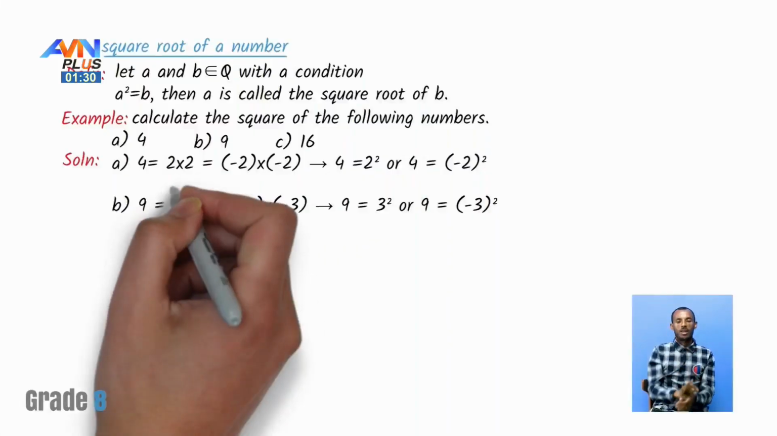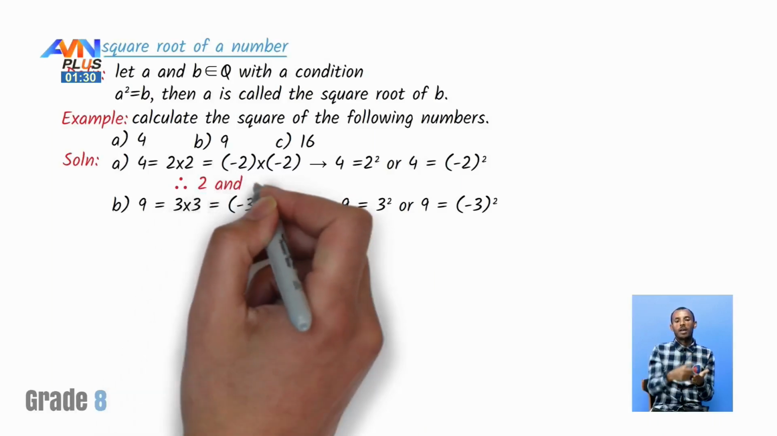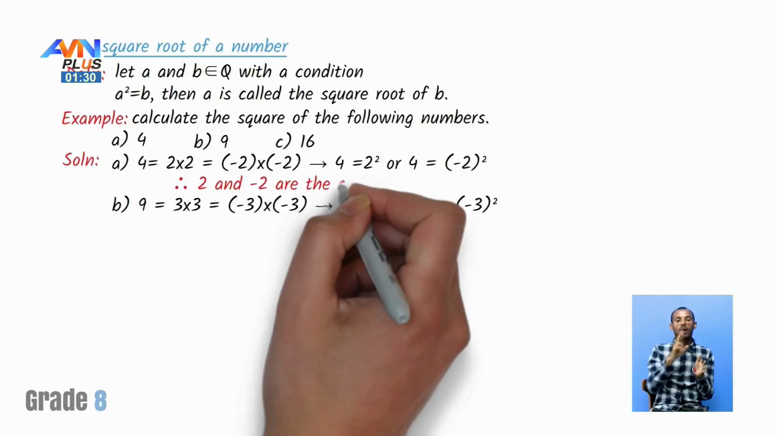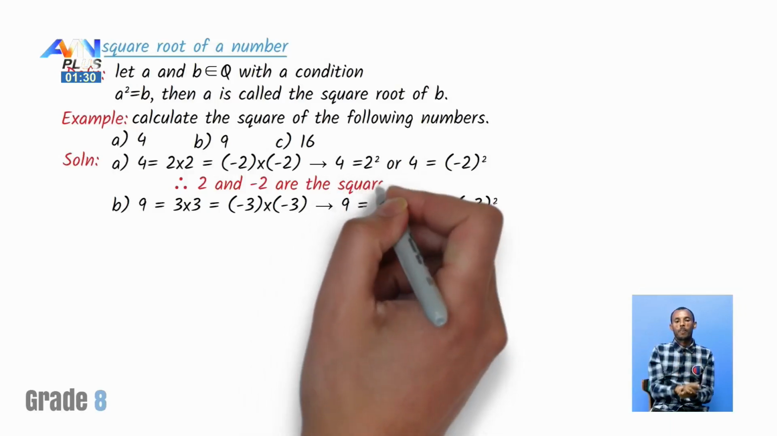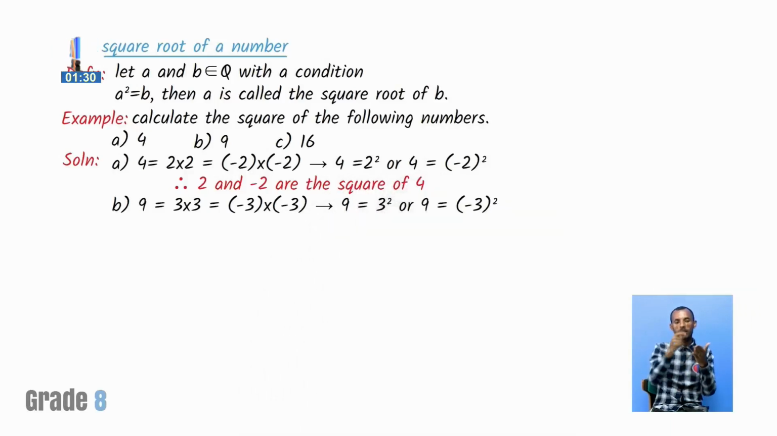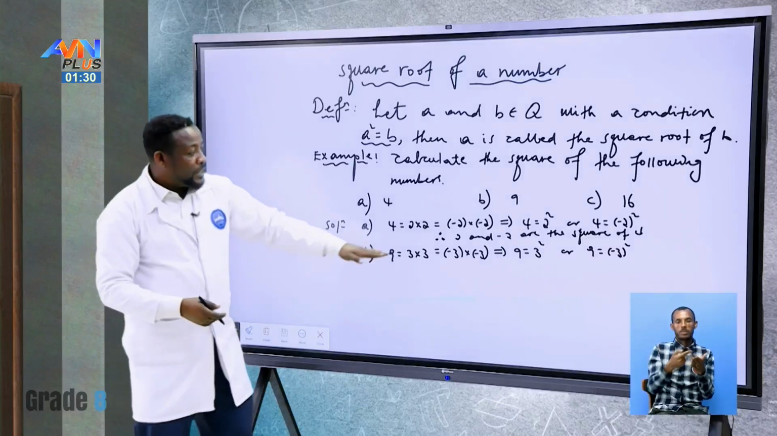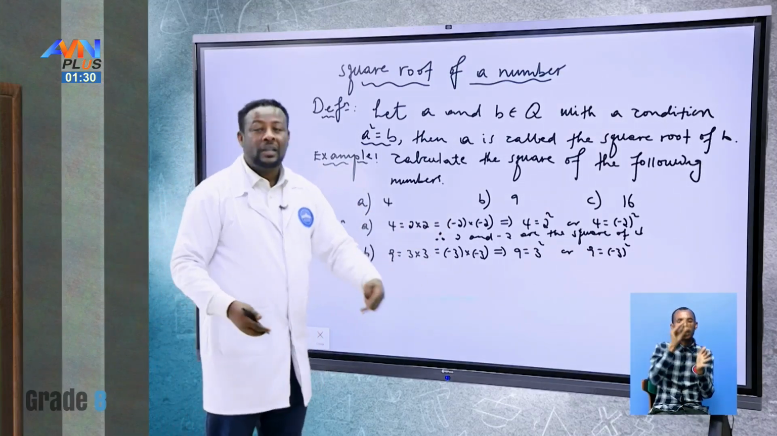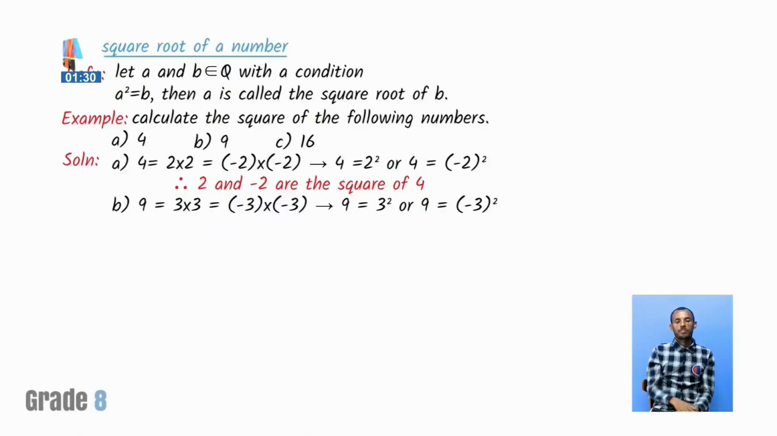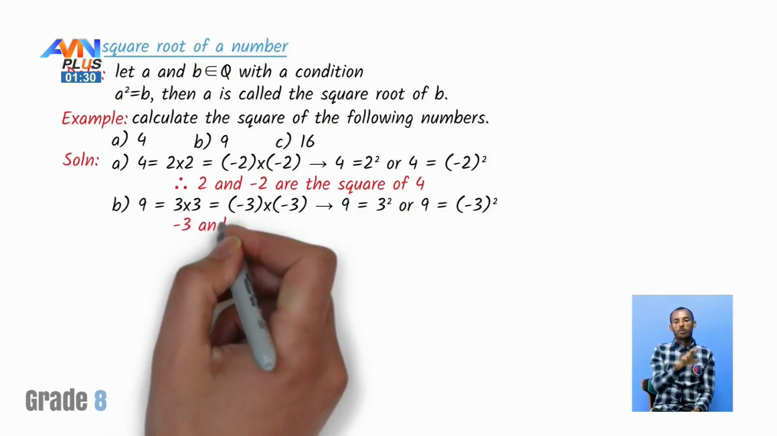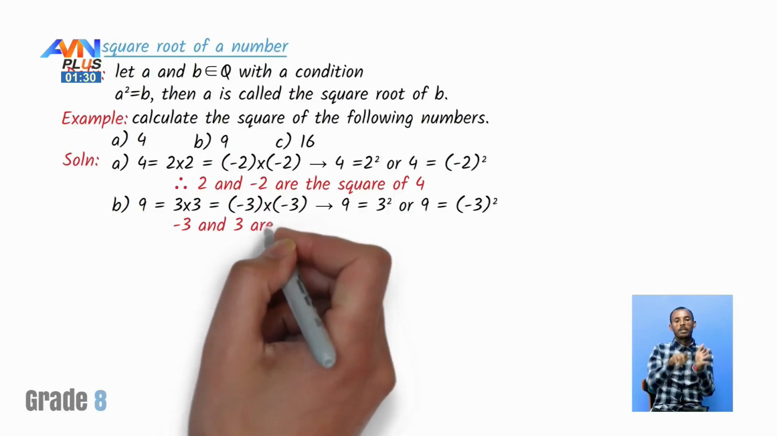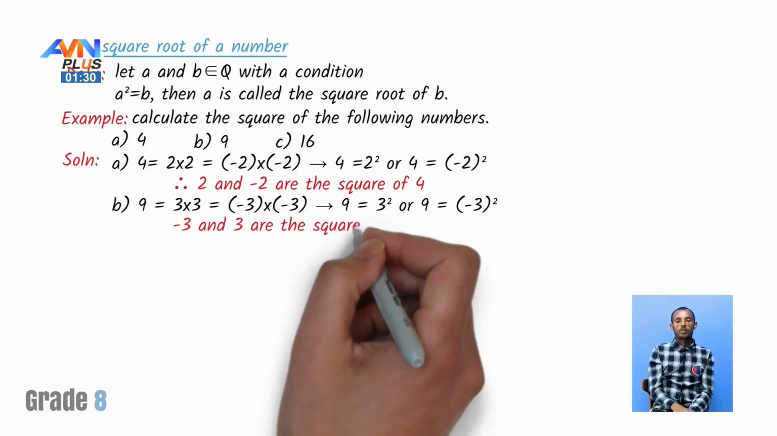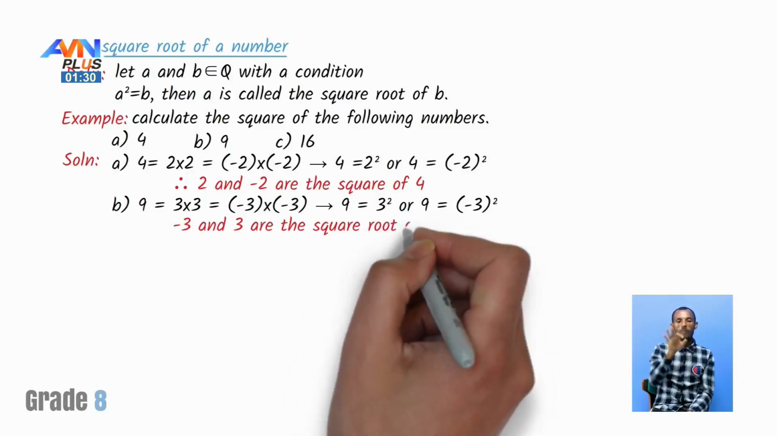Here in part A, 2 and minus 2 are the square roots of 4. You can write it in this way. I told you this orally. Similarly, minus 3 and 3 are the square roots of 9, right?